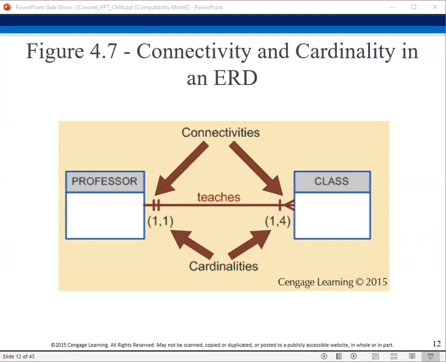One-to-many: a department may have many instructors, but each instructor belongs to one department. And then many-to-many would be one student takes many classes, and one class has many students. So here we have an example of a one-to-many relationship between a professor and a class. So one professor will teach many classes, but each class in this particular case, indicated by this diagram, is taught by one professor.